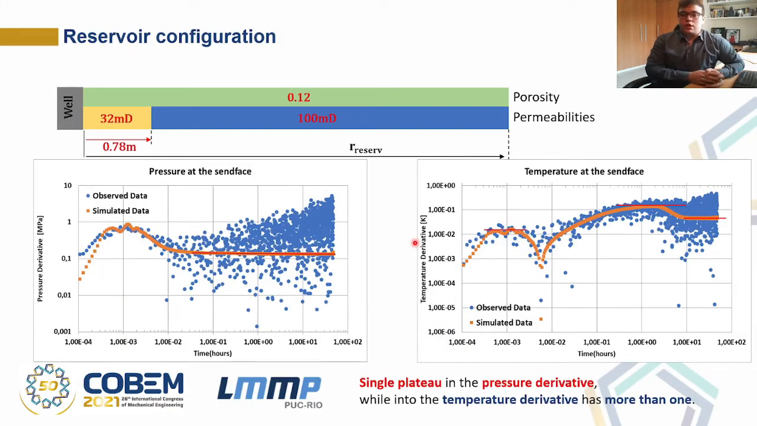The reservoir analyzed has a skin zone with a lower permeability near the well, followed by a homogeneous zone until the end of the reservoir.